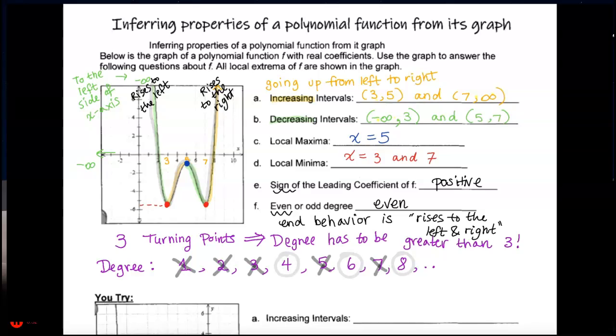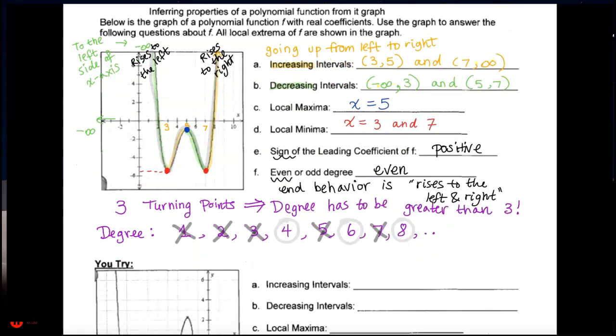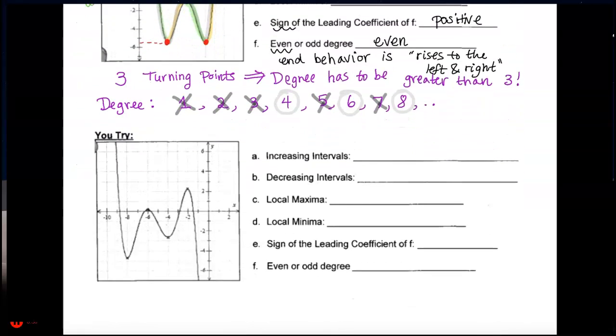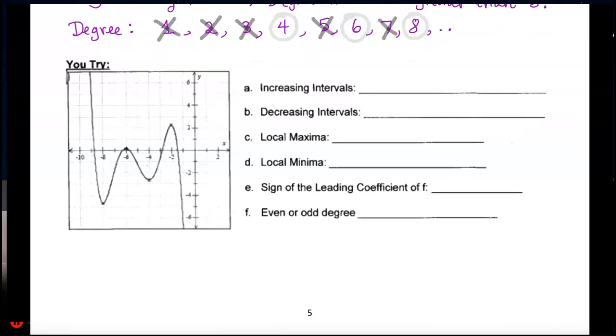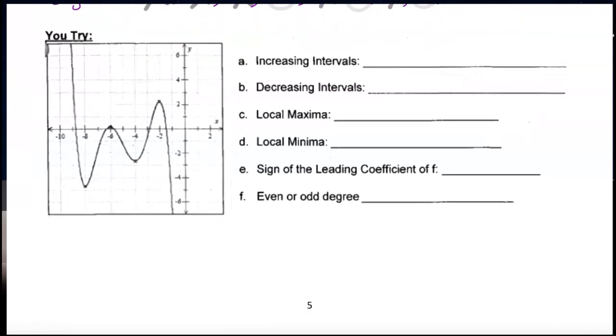Let's do one more example. It's called you try. So how about you can stop the video, you try this, and then you can fast forward a little bit to watch the correct answer. But I'm going to go ahead and just do this as one more example, okay? So first of all, increasing interval. It's going up in that interval. It's also going up in that interval.